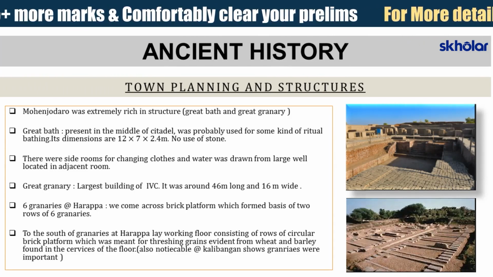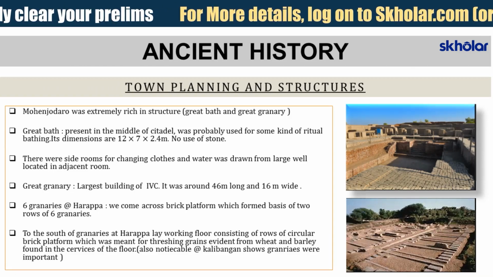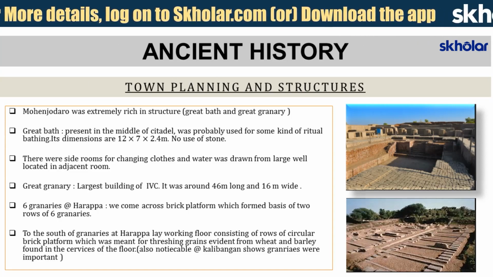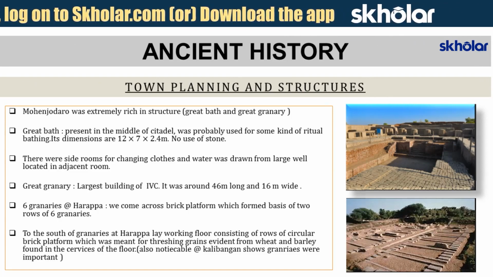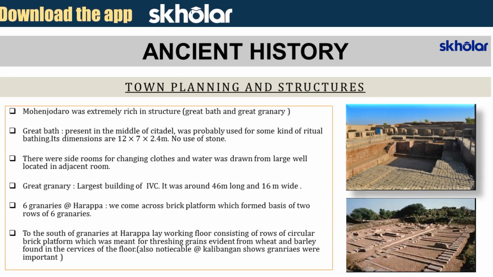Now these granaries are also noticeable at Kalibangan. This shows granaries were important because they were present in Mohenjo-Daro, they are present in Harappa, they are present in Kalibangan. So they must have been very important for the Indus Valley people. Let's just take a quick recap.